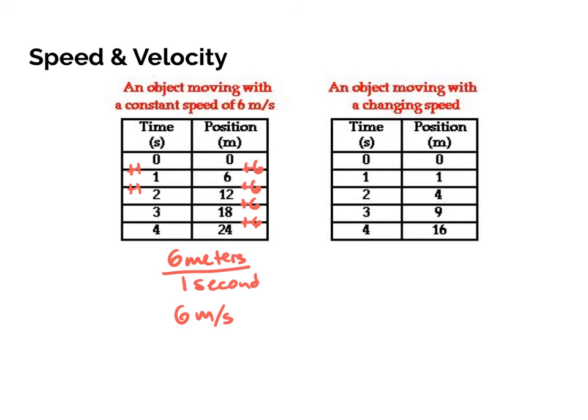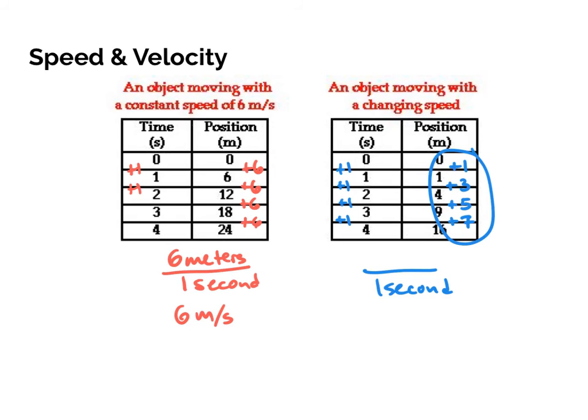Now, where instantaneous speed or velocity comes into play is I want you to notice the second table. My time values are still going up 1 every time, so it's still per 1 second, but I want you to notice my values for distance or position. I go 1 meter, then 3 meters, then 5 meters, then 7 meters. So notice here how my distances are getting bigger.